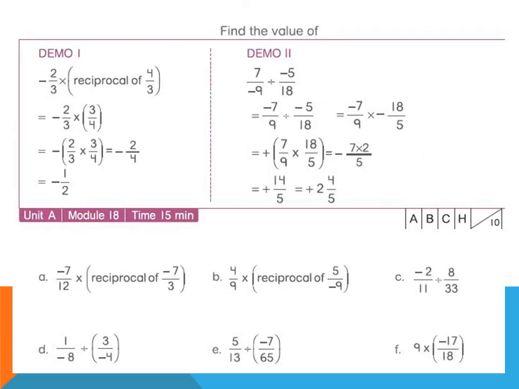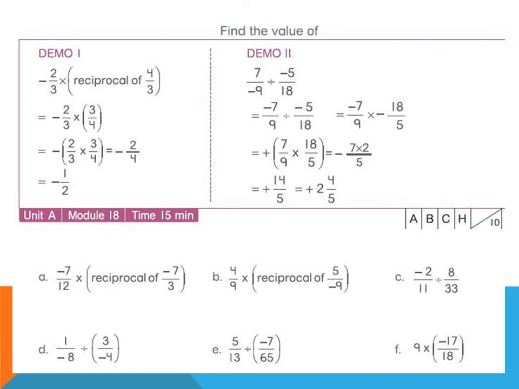Now this is the last module of this chapter. We have to find the value of, look at the demo, minus 2 by 3 multiplied by the reciprocal of 4 by 3. Now, what was the reciprocal? We have already discussed this in our previous classes.